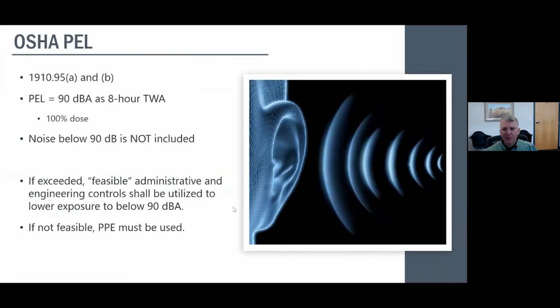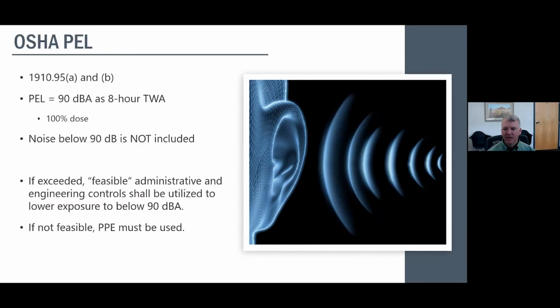So looking at the original noise standard, 1910.95 A and B, which is still in effect, it has the permissible exposure limit, the PEL, which is 90 dBA as an 8-hour time-weighted average, and this correlates to 100% dose, which is a criterion level. You'll hear me talk about these terms over and over. One thing you might not know is that only noise 90 dB and up is included. Noise below 90 decibels is not included in the measurement, and I'm not sure why that was the case, but that is the law right now in the OSHA standard when you're trying to compare results to the OSHA PEL.